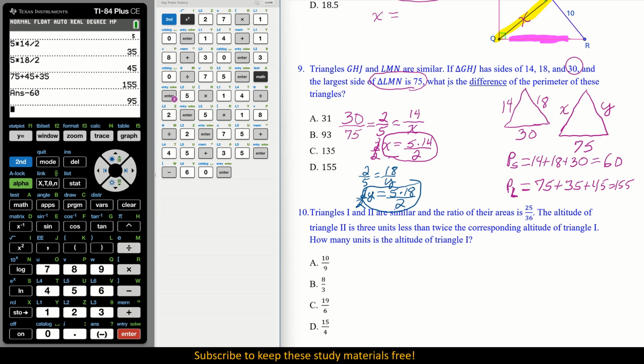I pushed something. Let me double check. Okay, we have 45, we have 35. Oh, I know what it is. The perimeter wasn't 60, was it? Let me go back up and see what I did.